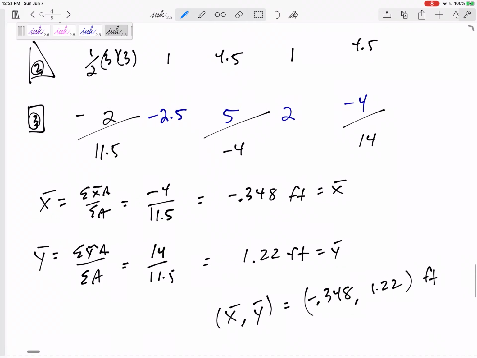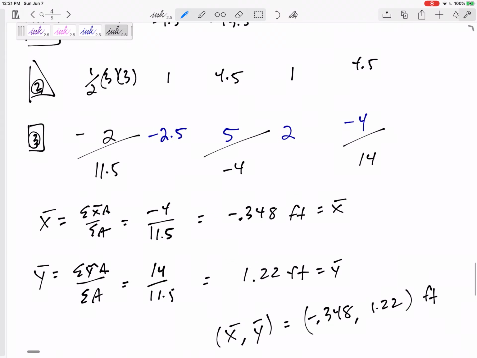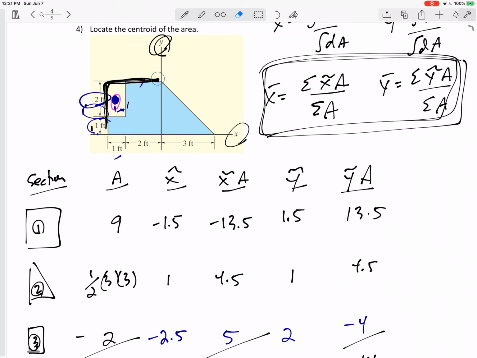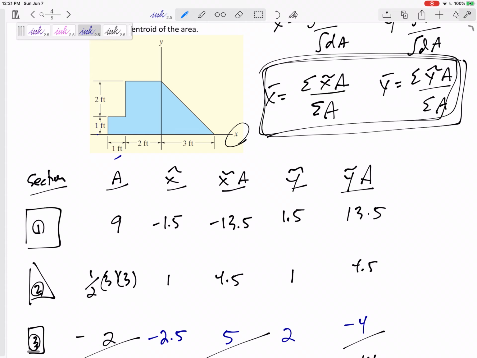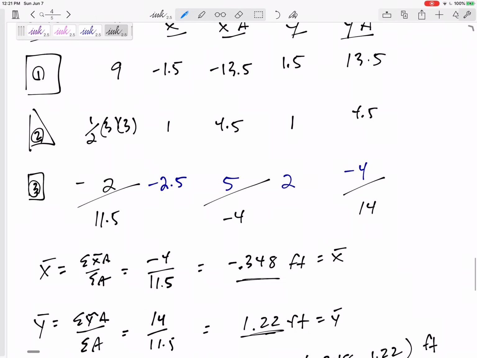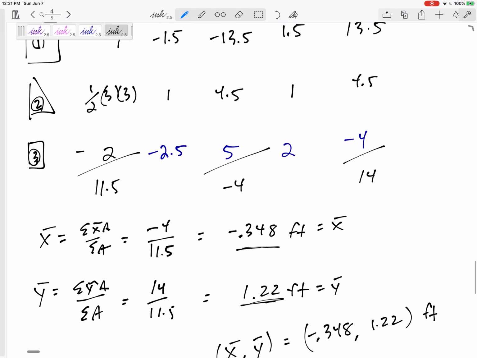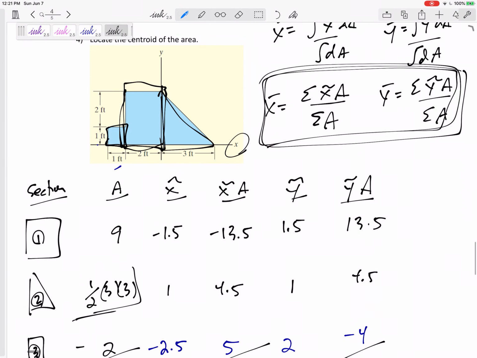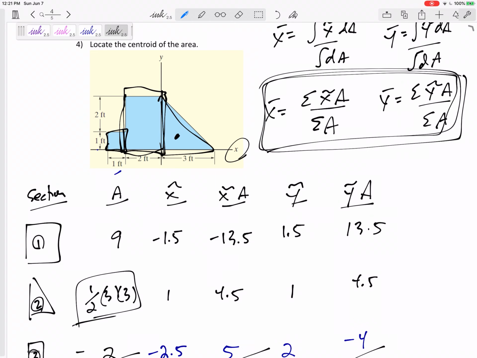All right, so you can choose different shapes, and I would have chosen different shapes. Try it by breaking up into a triangle, that rectangle, and that rectangle, 3 positive areas. You should still get exactly the same answers. The triangle's area is 1/2 base times height, and the centroid is at 1/3.